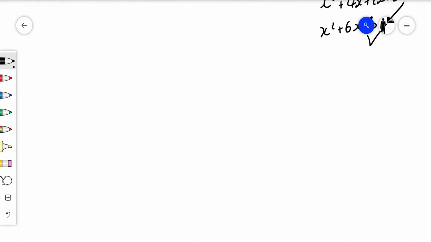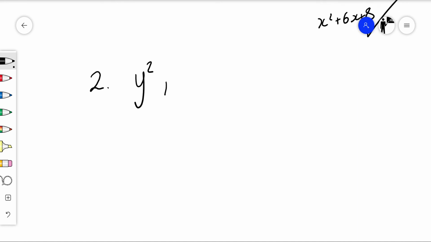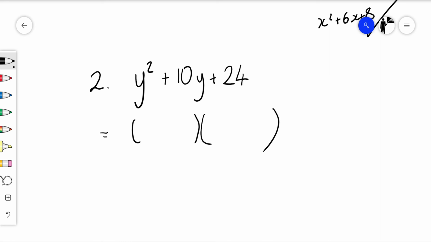Let's have a look at example 2. Let's go for y squared plus 10y plus 24. So step 1, is there a common factor? Nope. Step 2, do I have something squared take away something squared? Nope. So I'm going to have a trinomial. It's going to be y with y. It's not x this time, it's just y.